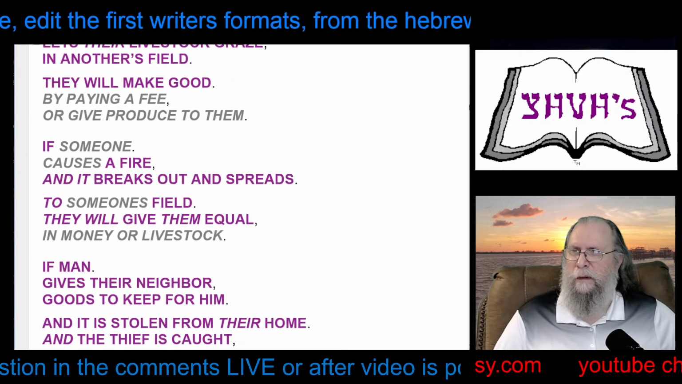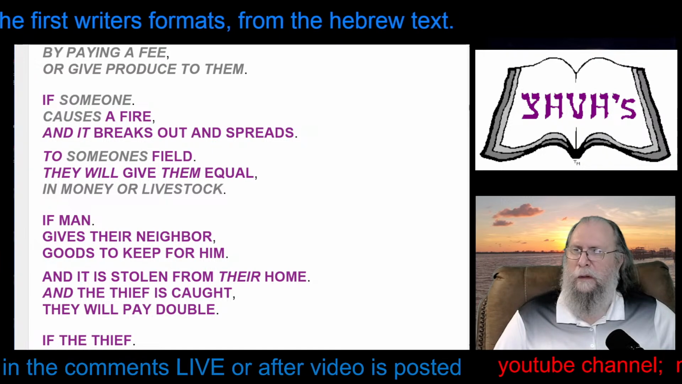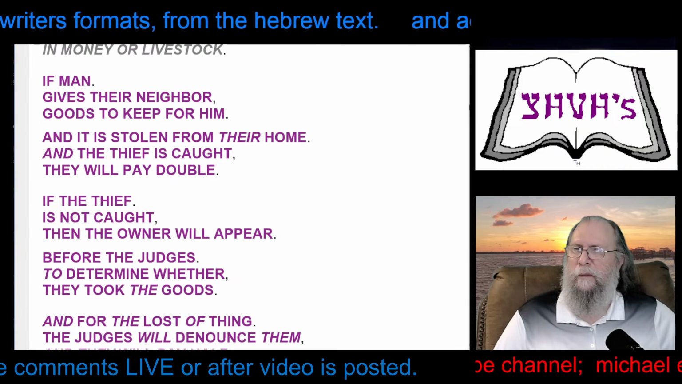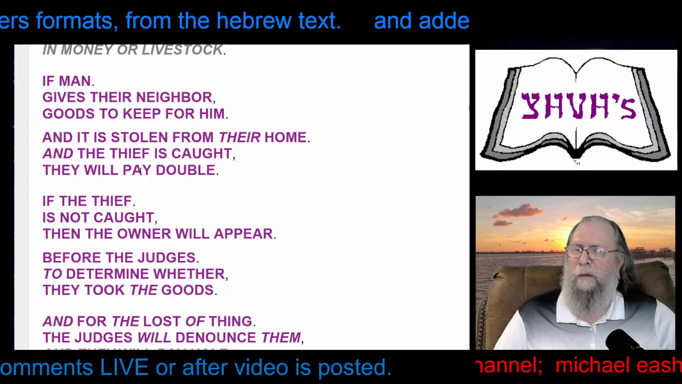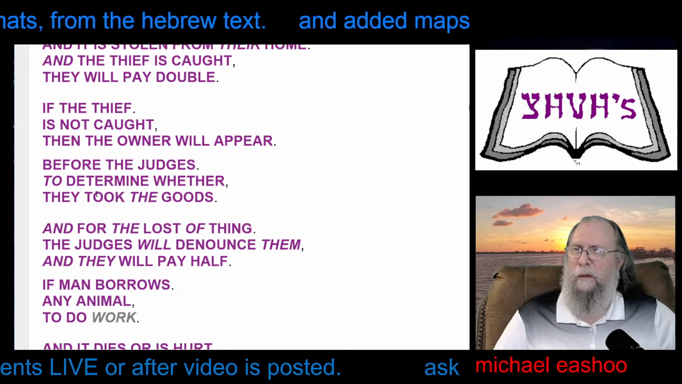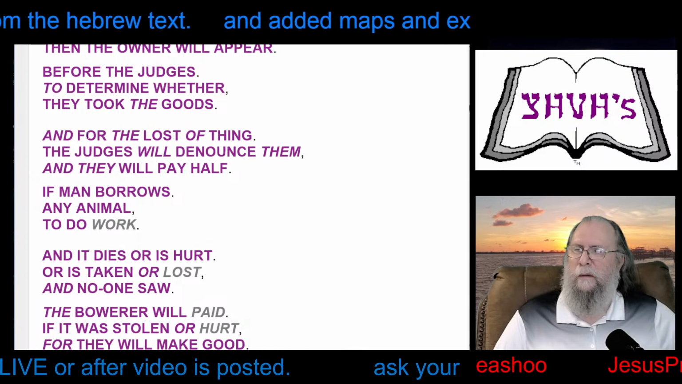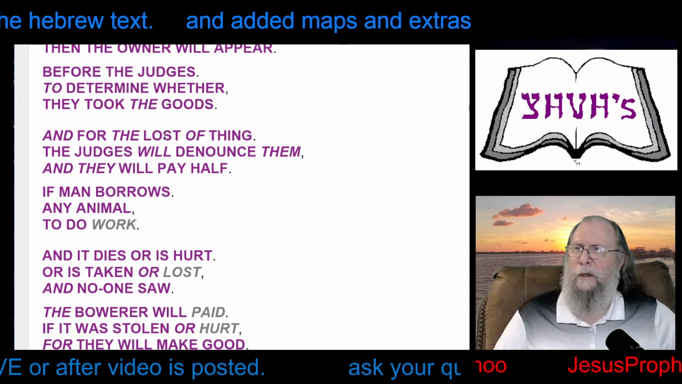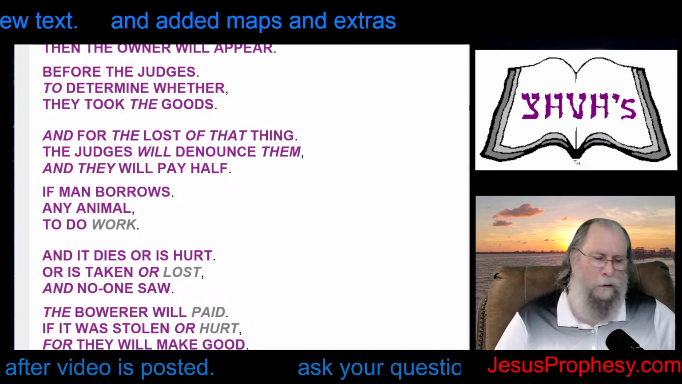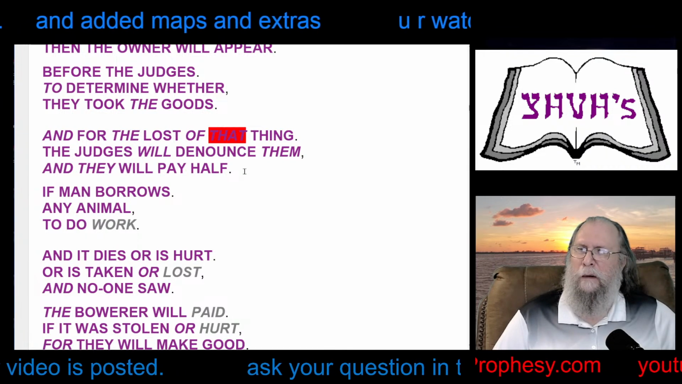If someone causes a fire and it breaks out and spreads to someone's field, they'll give them in money or livestock. If a man gives their neighbor goods to keep, and they are stolen from their home and the thief is caught, they will pay double. If the thief is not caught, then the owner will appear before the judges to determine whether they took the goods. For the loss of the thing, the judges will denounce them, and they will pay half.